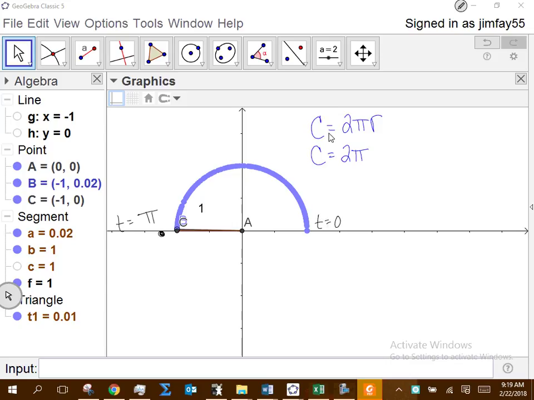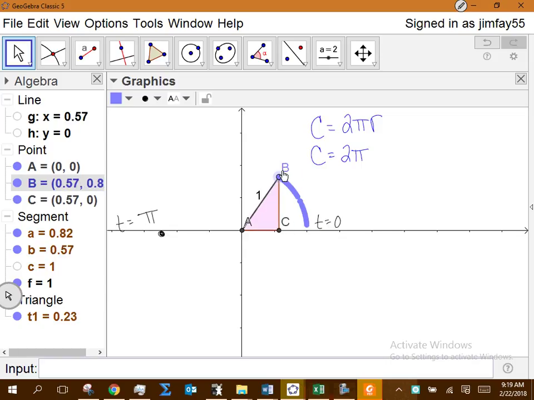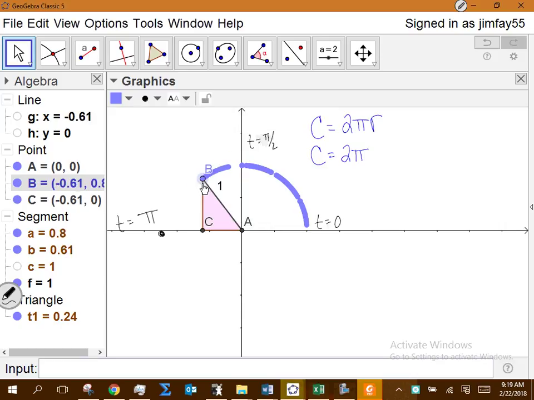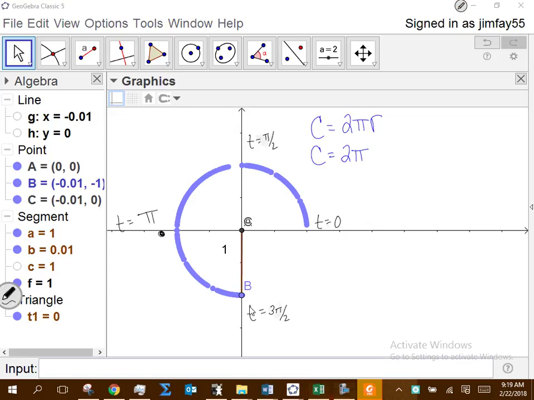Does that kind of make sense? So that would be kind of that picture there. T is equal to 0. I haven't moved anywhere. What if I go there? What would t be right there? T would be pi over 2. What if we come all the way down here? T would be 3 pi over 2, right?